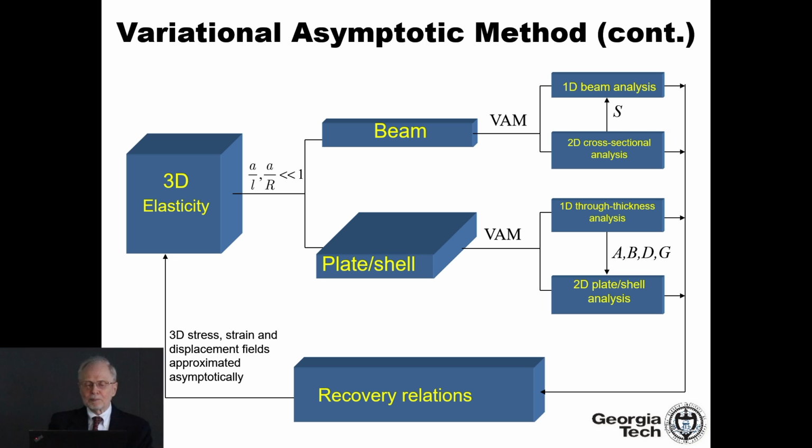Here's an illustration showing 3D elasticity on the far left of the screen, and either splitting the problem by small parameters into a beam or a plate and shell, we come up with reduced order models, beams being one-dimensional analyses with a two-dimensional cross-sectional analysis, or plates and shells being a one-dimensional through thickness analysis with a 2D analysis for the plate or shell surface, and then recovery relations that allow you to recover 3D stress, strain, displacement, etc.